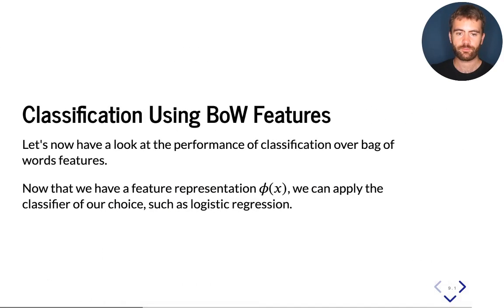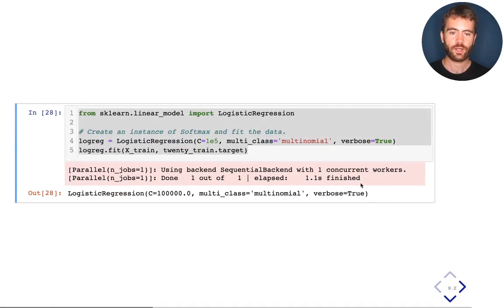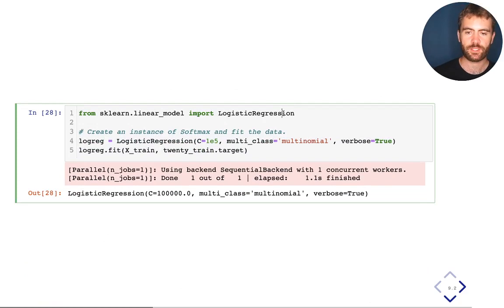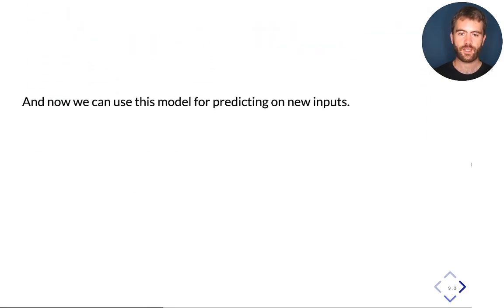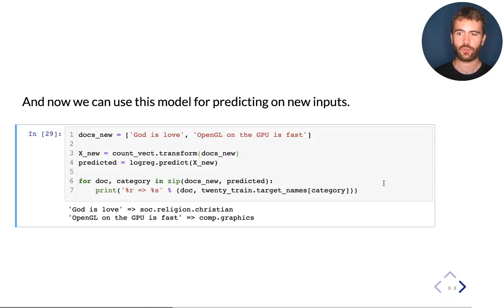So now that we have these bag of words features, we can apply any off-the-shelf classification algorithm to perform text classification. For example, we could use the logistic regression method that we saw earlier. Here I am importing logistic regression from scikit-learn. I'm instantiating it in this line, and now I just fit this to the featurized dataset. This is the matrix with the bag of words representation. So here logistic regression is trained, and now we can use this model to predict new outputs.